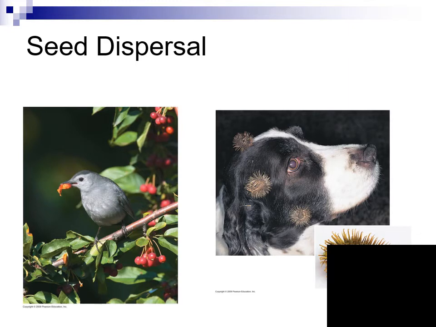I think these pictures are the ones from your book, so you can see these are the sticker burrs. That's actually a seed that gets stuck in an animal's fur and that carries it somewhere. And then this one is illustrating a bird that eats the fruit. It uses the fruit for energy, but it doesn't digest the seeds, and they come out of the digestive system and they grow somewhere else.